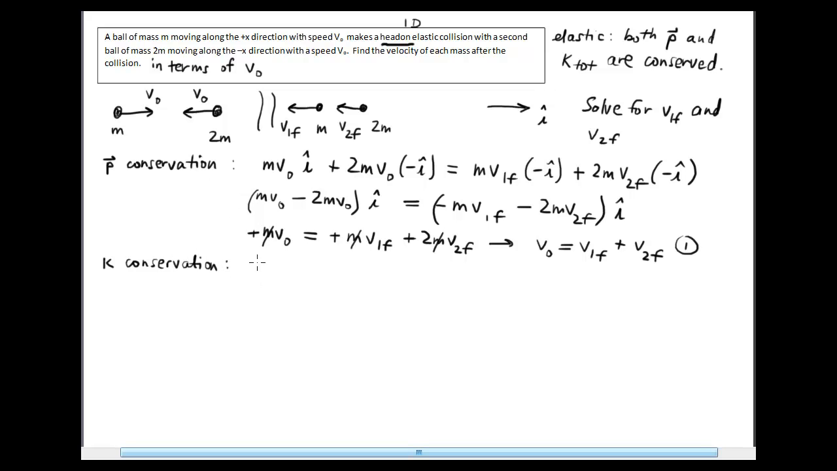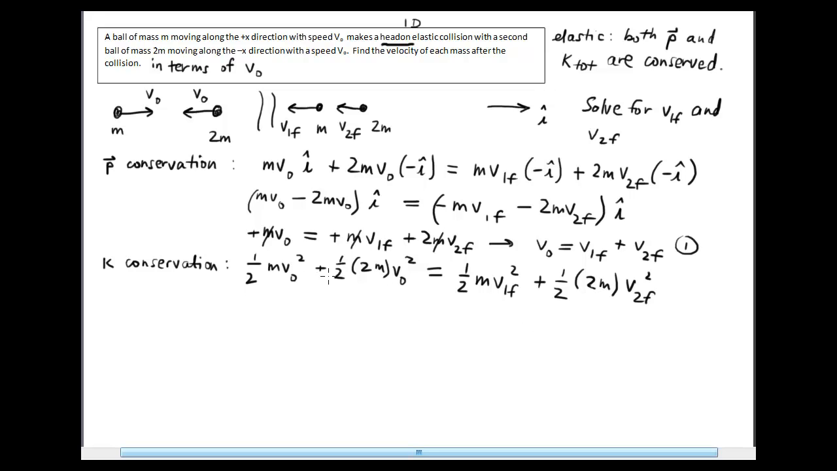That's easy. 1/2 m v0 squared is the kinetic energy of the first mass. Then we have 1/2 times 2m v0 squared. That's the second mass. Remember that it's positive because kinetic energy is always positive, and it's got the mass 2m in there. All right, be careful that you don't forget things like that. So afterwards we have 1/2 m v1 final squared plus 1/2 2m v2 final squared. All right, and that's pretty simple.